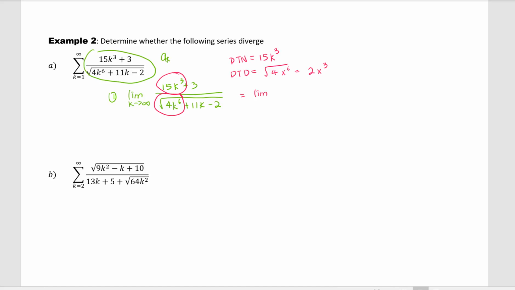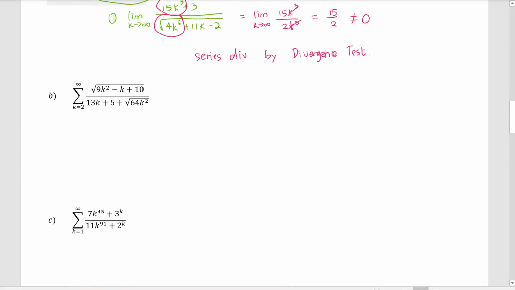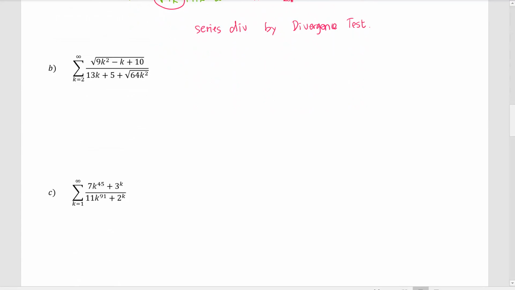So we get that the limit is 15k cubed over 2k cubed. Oh, sorry, this is k, we don't have x. They are k. So k cubed and k cubed cancel, and we have 15 over 2. If the limit is not 0, then what do we say? We say the series diverges by the divergence test. Okay, so this is how we solve the problem. Let's continue.